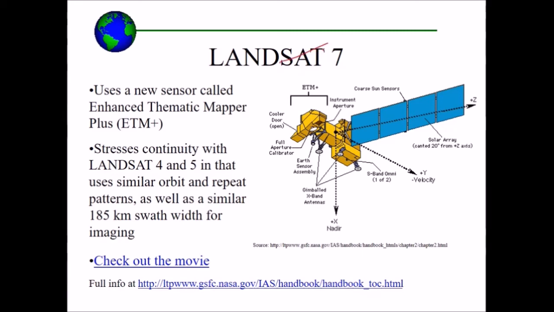Landsat 7. Landsat 7 uses a new sensor called the Enhanced Thematic Mapper Plus (ETM+), and it stresses continuity with Landsat 4 and 5. It uses similar orbit and repeat patterns as well as a similar 185 km swath width for imaging. And you can go here and you can find out more information. This is how ETM Plus is organized. This is the figure of the actual Landsat 7 machine.